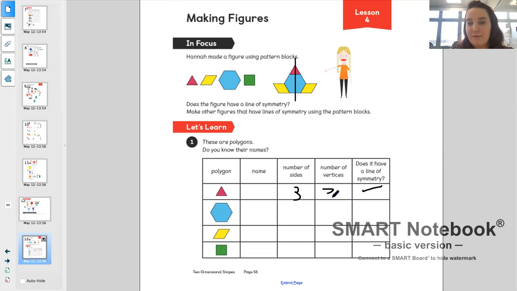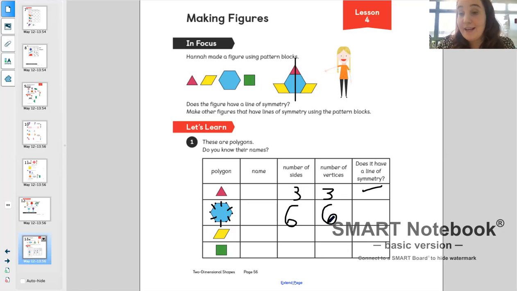I'm not going to write the name of the shapes. It's going to take me ages. Okay, this has, well, let's count the sides together first. 1, 2, 3, 4, 5, 6 sides. And 1, 2, 3, 4, 5, 6 vertices. So if it's 6, it's a hint. 6 sides, what shape is it? It's a hexagon.